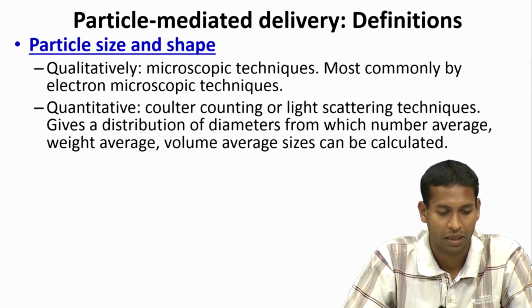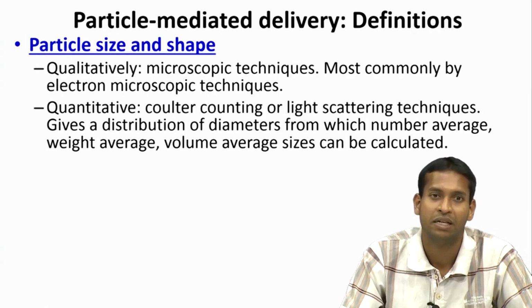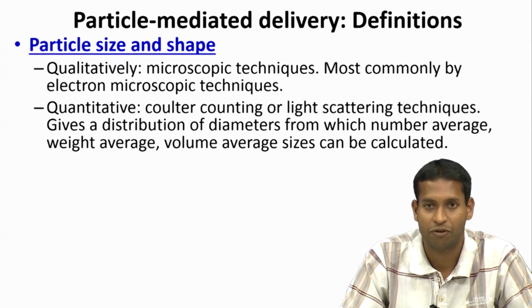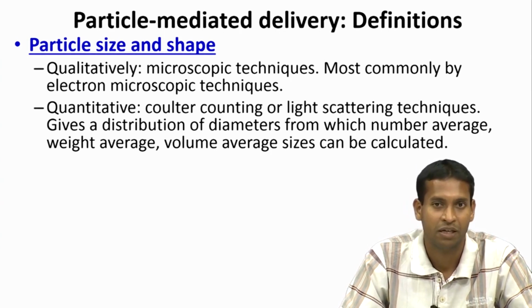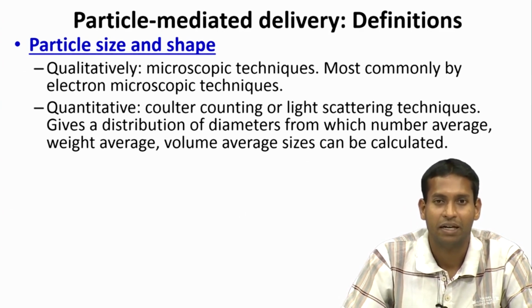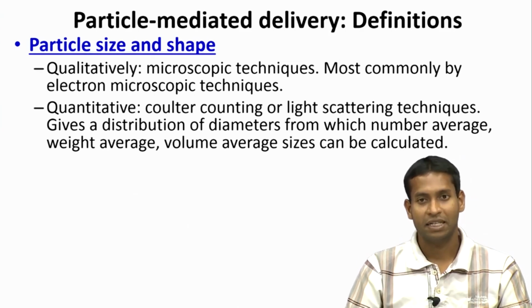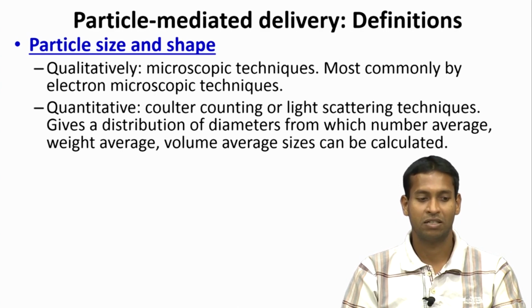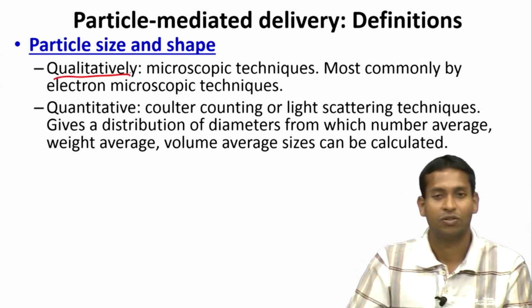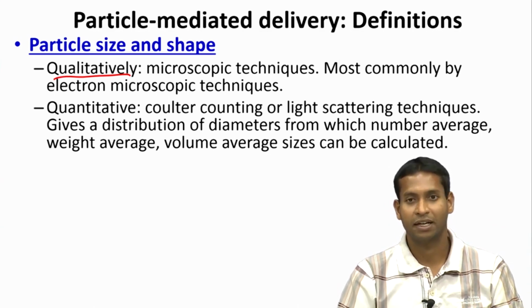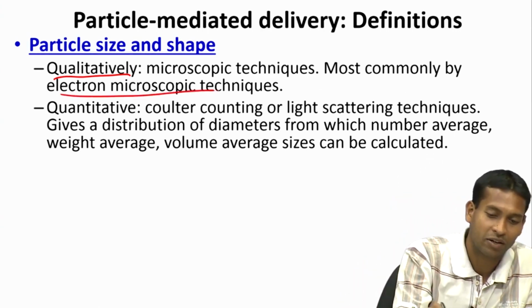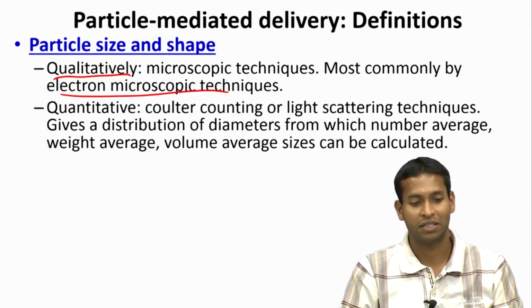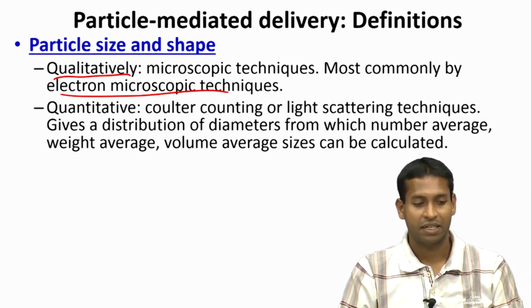So, let us continue and define some terms for particle mediated delivery. The first thing, of course, is particle size and shape, and these are really nothing but defining the size and the shape of the particles: how big they are, what sort of morphology they have, whether they are spherical, rod shaped, or disc shaped. There are several techniques that you can use to get an estimate of this. You can get a qualitative estimate using microscopy. We now have very powerful microscopes, electron microscopes, that can image even 10 nanometer and lower, down to single digit nanometer size ranges.